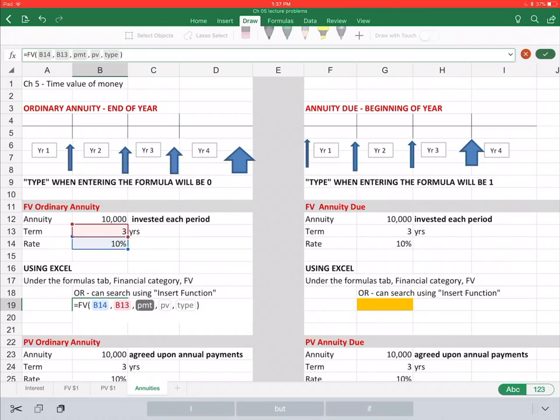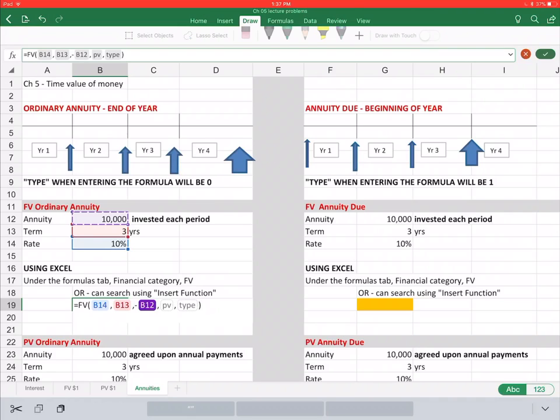PMT stands for payment. So far in our examples, we have not used this. Now we're going to see a negative $10,000 as our payment amount. The reason it's negative is because in these scenarios, we're assuming that this individual has cash out of their pocket. Each individual $10,000 represents a cash payment into this investment account. And what we will see in the resulting calculation is going to be a positive amount.